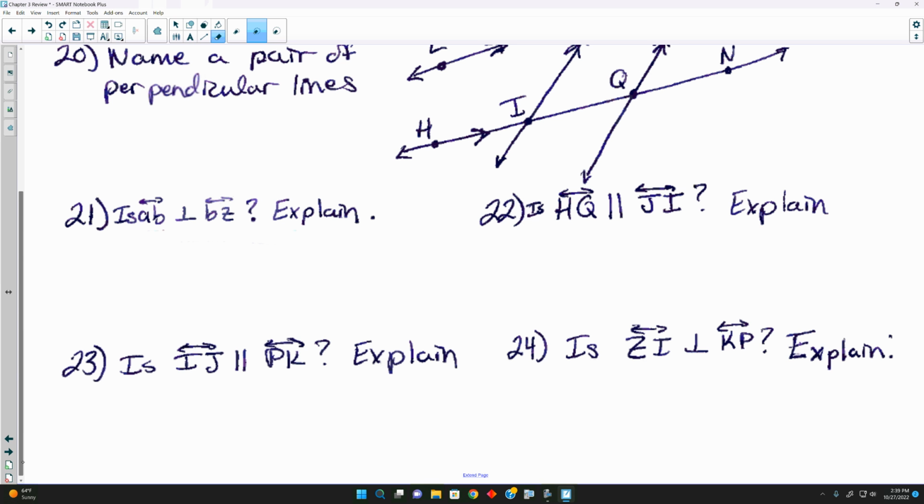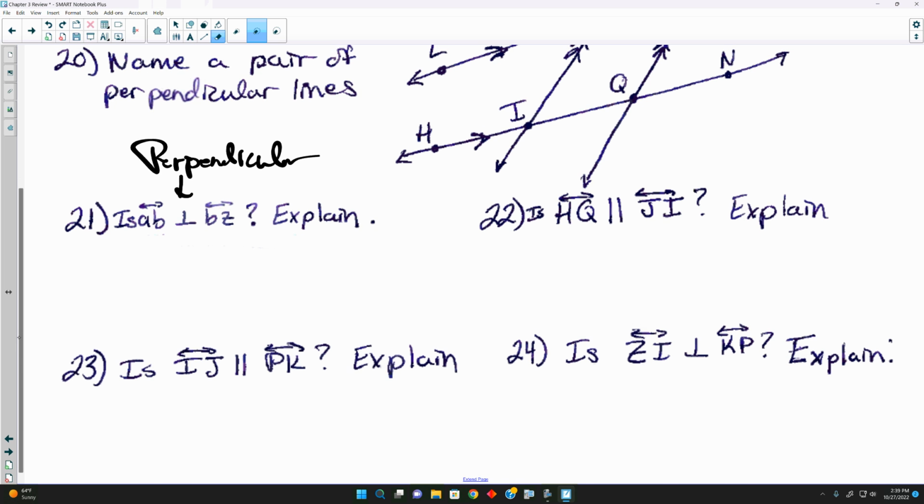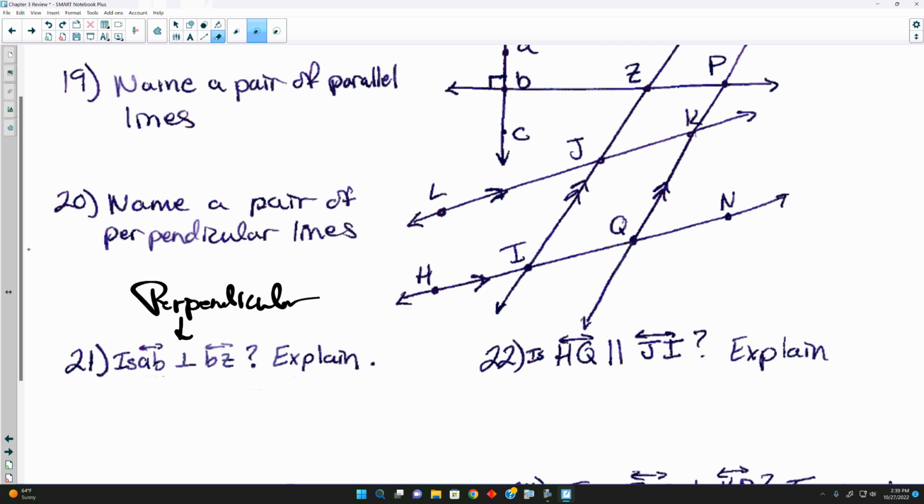Perpendicular. Perpendicular. And our 2 lines next to each other is parallel. So are we good with 21, 22, 23, and 24? Yes. So the little arrows on the line means parallel, and the number of arrows corresponds to which ones are parallel. So the ones that have 2 is parallel to any others that have 2. So the ones that have 1 is parallel to the ones that have 1.